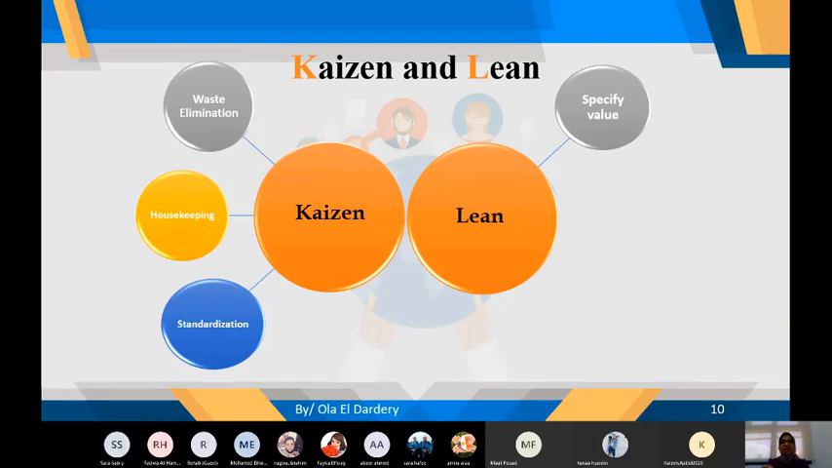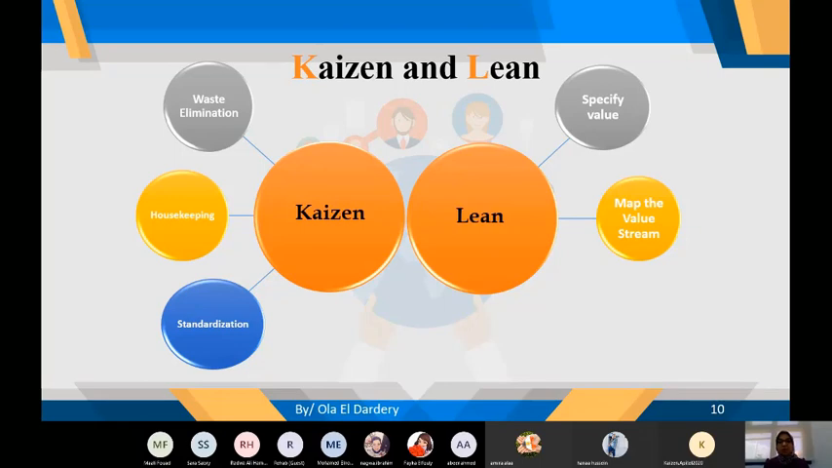All right. So we're talking about a specific value. As well, what can be included in Lean is to map the value stream. We have to know what the customer wants, and then determine the whole process that we're going to be using to produce the service or product. And then we're going to map that value stream. The reason for that is that we want to determine the value-added activities and the non-value-added activities to be able to eliminate them. As we said, Lean is about waste elimination. A third is the pursuit of perfection.